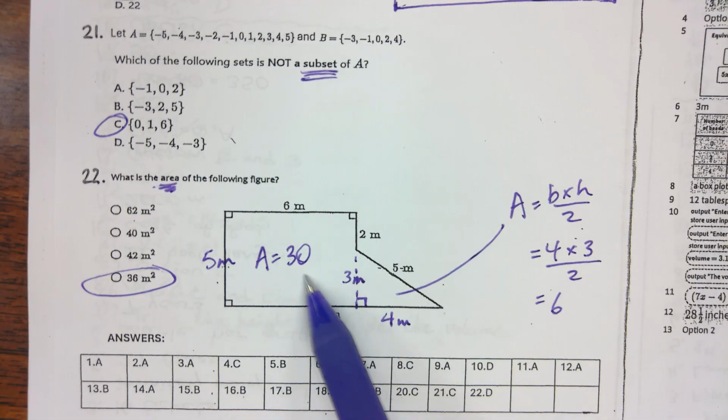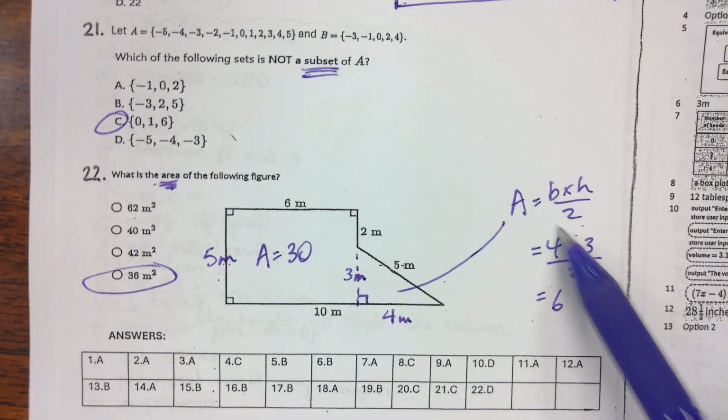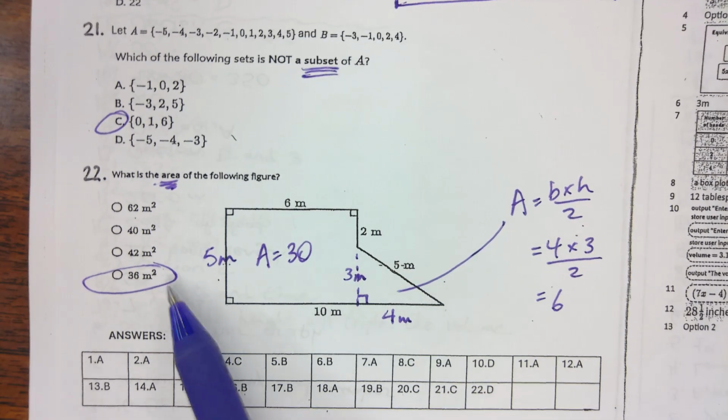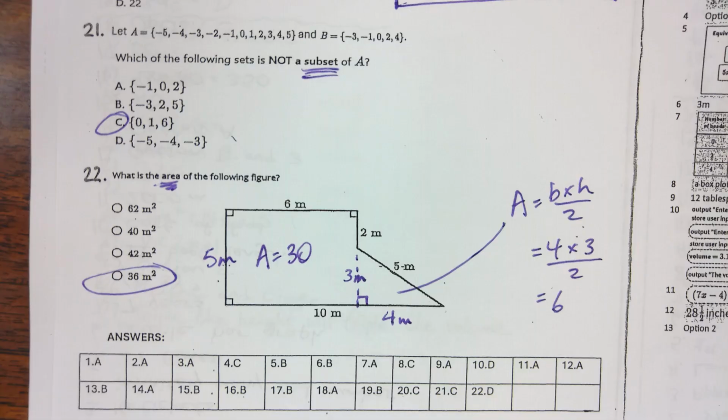So length times width, 30. Base times height divided by 2, you get 6. Added together, you get 36 meters squared. So remember dimension, centimeters, area, centimeters squared, volume, centimeters cubed. Do you need to memorize any of these formulas for geometry? No, it will be given to you for EQAO and for the final exam.